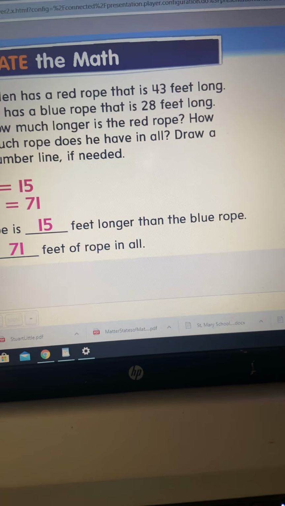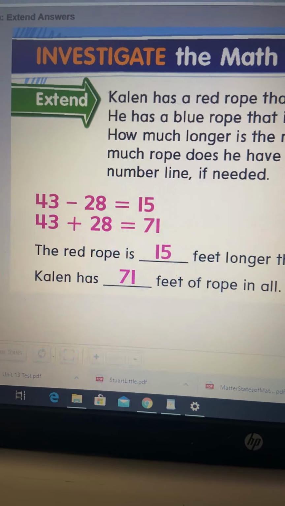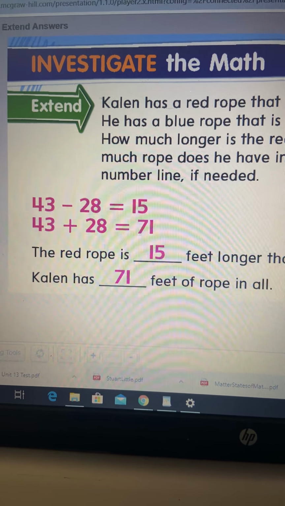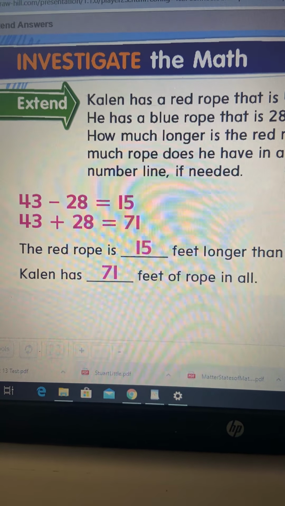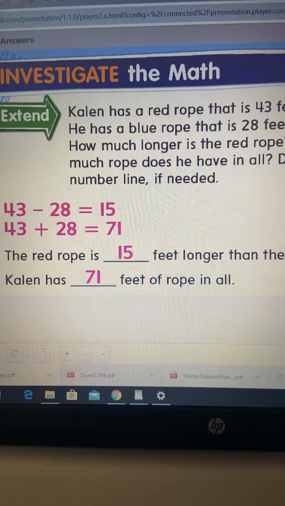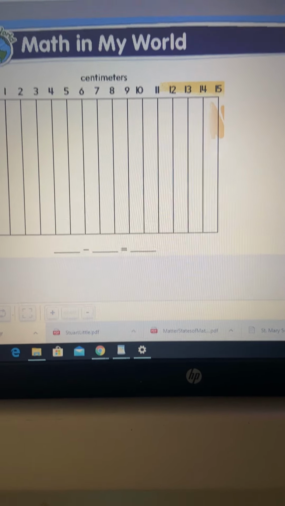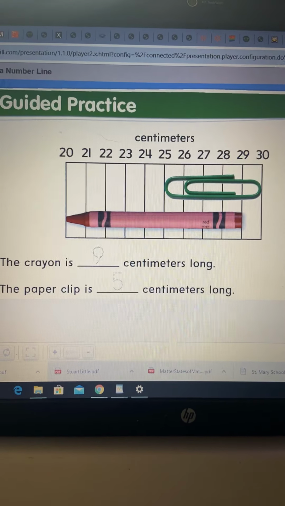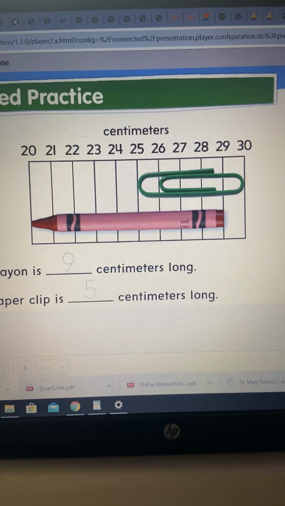Okay, and there it doesn't show us the work, but it shows us what the problem would be to solve it. 43 minus 28 and 43 plus 28. So if you did those problems and you got those answers, then you're looking good. And it shows if you wanted to use the number line that you could do that. And then again, using the number line to measure.